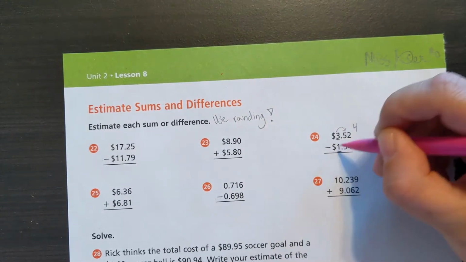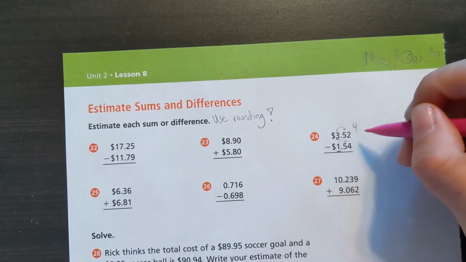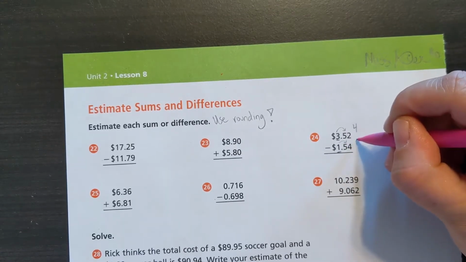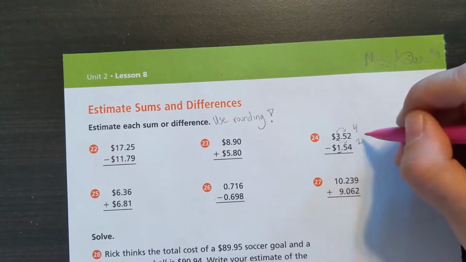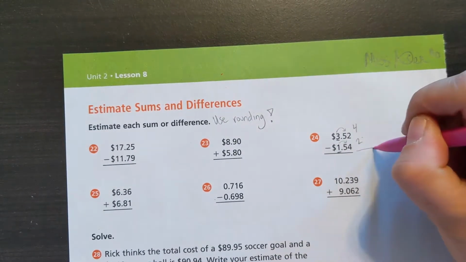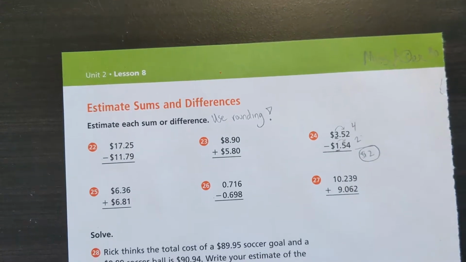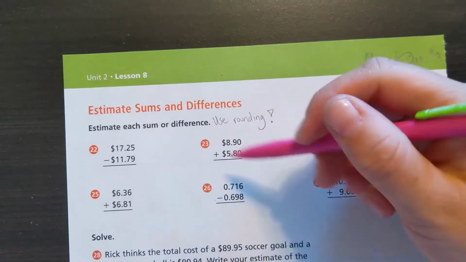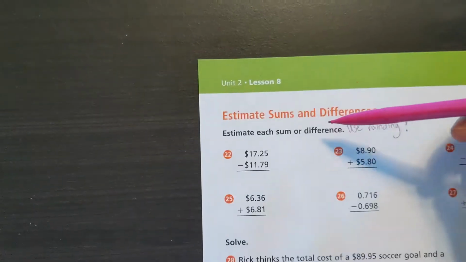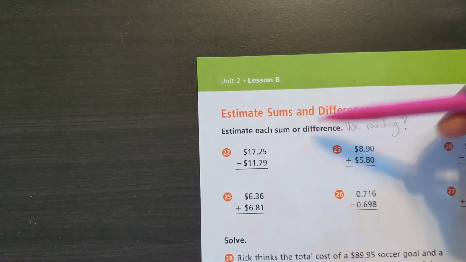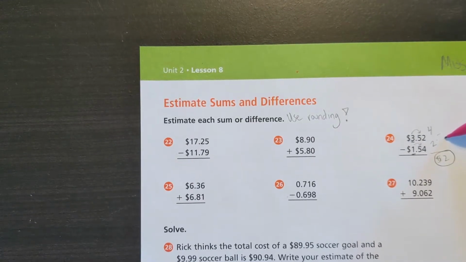Now look at the 1. The 1 looks over at the 5. The 5 tells the 1, hey, raise the score. The 1 changes to a 2. So my estimate should be about $2. All I'm doing here is estimating. I am not even finding the actual answer yet. I'm just estimating. So that's pretty cool.